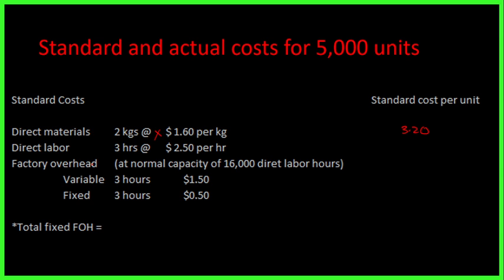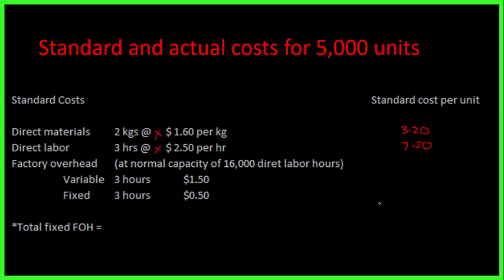Now for direct labor, for each unit it uses 3 hours and each hour costs $2.50. So you simply multiply these two and you will get 7.5 per unit. Now what about your factory overhead?